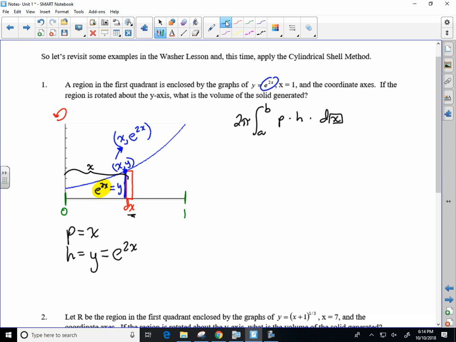So I'm ready to rock and roll with my function. 2 pi on the interval of 0 to 1. The p is the x. h, the height of the rectangle, is e to the 2x dx. This would be a situation where you'd have to use u substitution in order to integrate. When we did it with the washer method, I can't remember what technique. I think it involved a log. I mean, it would almost certainly have to involve a log. So either way, it's not a technique that we've gone over yet. So to the calculator we go.